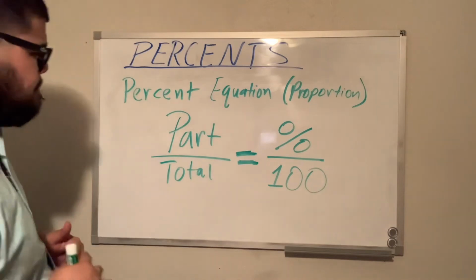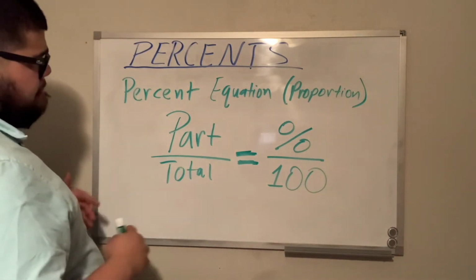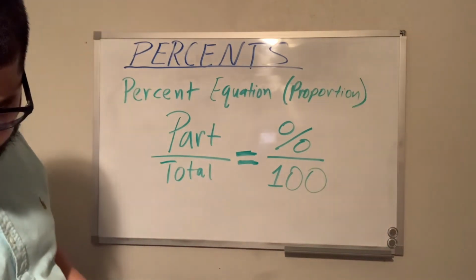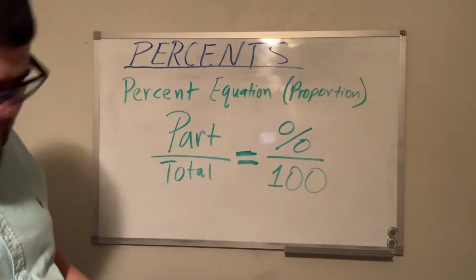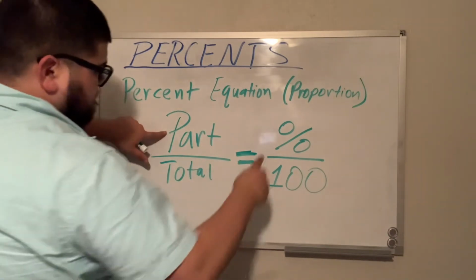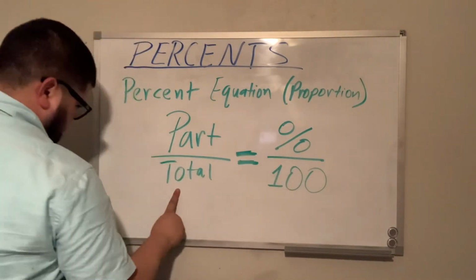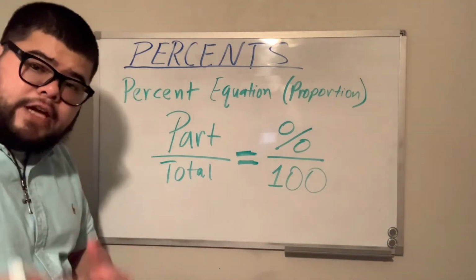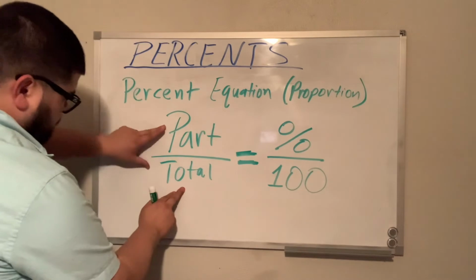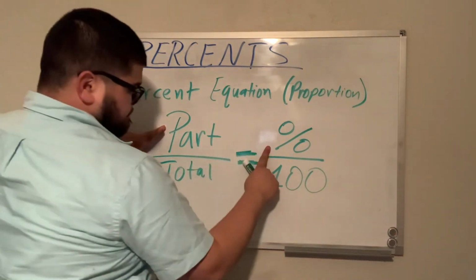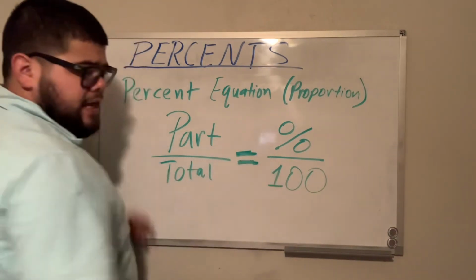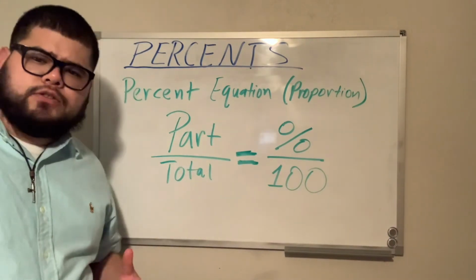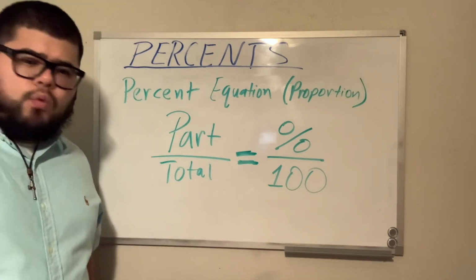And then the next one is, let's say you're given the part and the percent, then you're looking for the what? Total. Now, if you're given the part and the total, then you're looking for the what? Percent, right? And so those are the three different scenarios, the three different problems that we're going to be working with, okay?